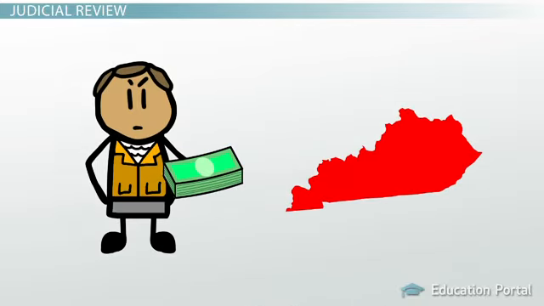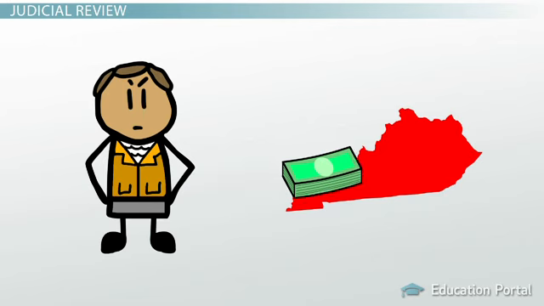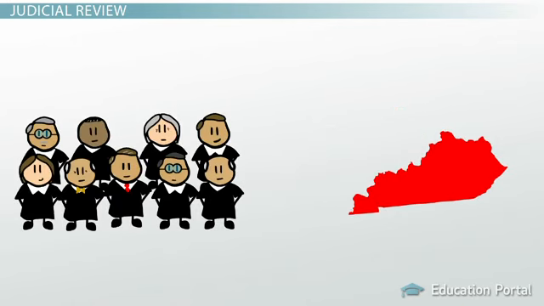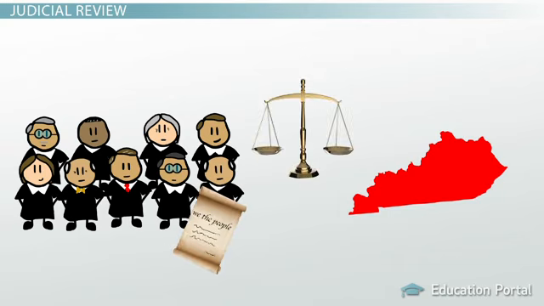For example, imagine that Kentucky did pass the law requiring criminal defendants to pay for their own criminal trials. Who will tell Kentucky that they can't do this? The federal court will review the law and interpret the Constitution to determine if Kentucky's law goes against constitutional rights.